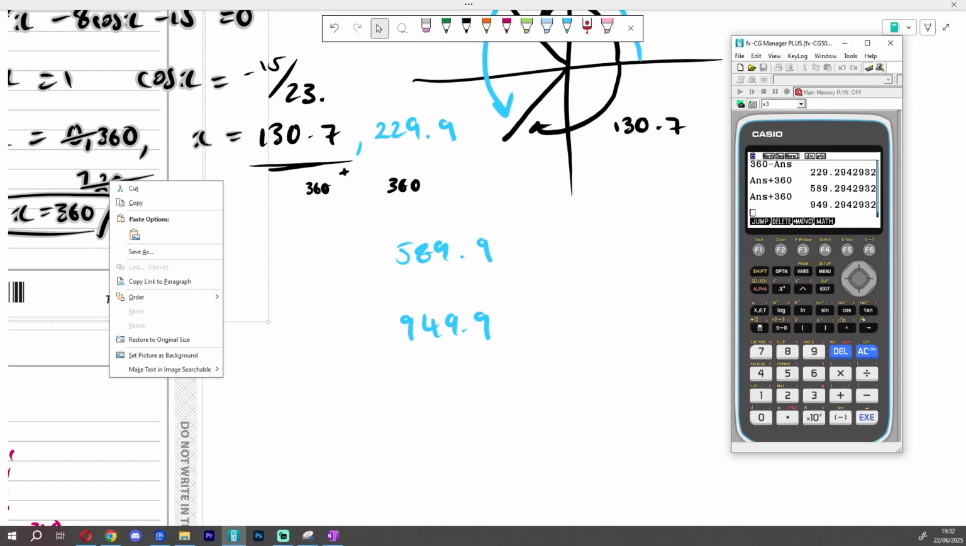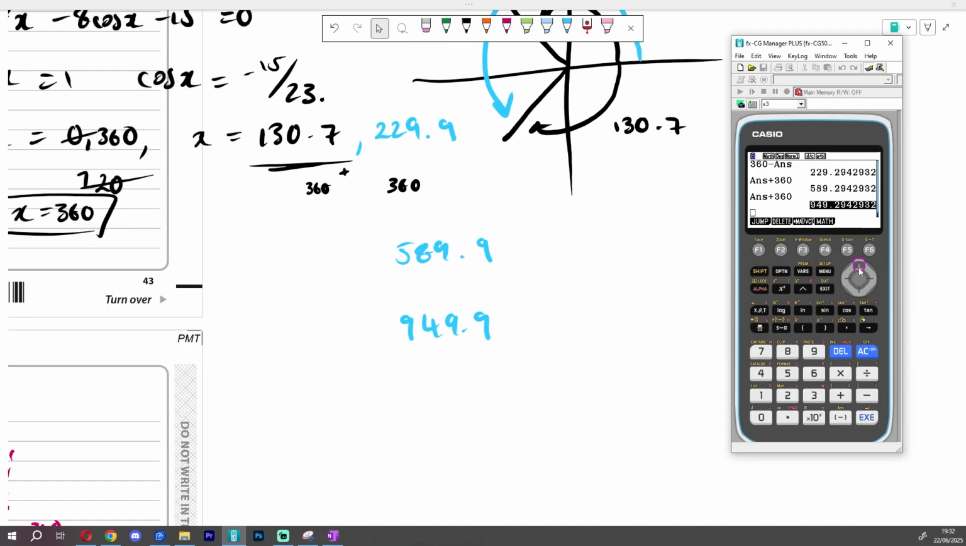And we can do the same thing for 130.7 plus 360. I've essentially just put it right into my calculator like so. And with the CG50 there is actually a nice calculator method as well to double check, and I'll quickly show you that afterwards if you'd like to stay for that.